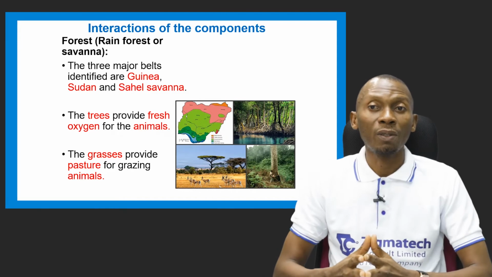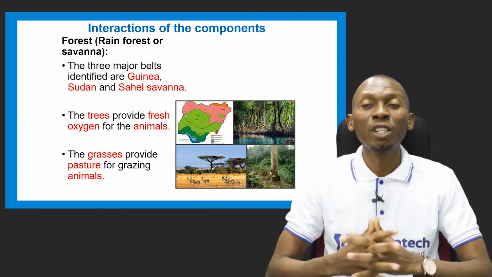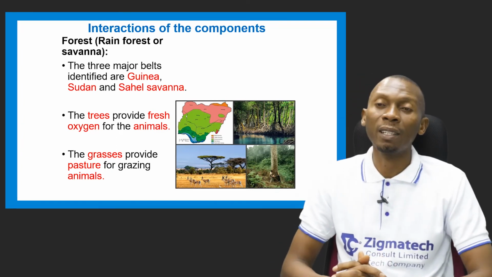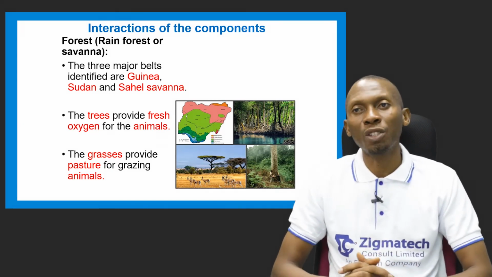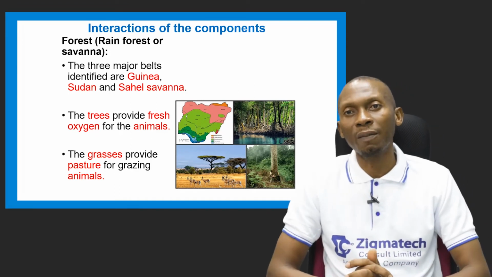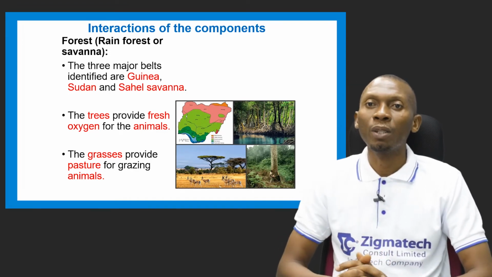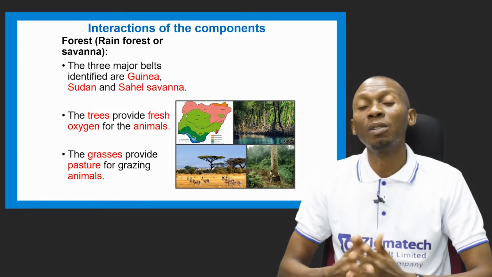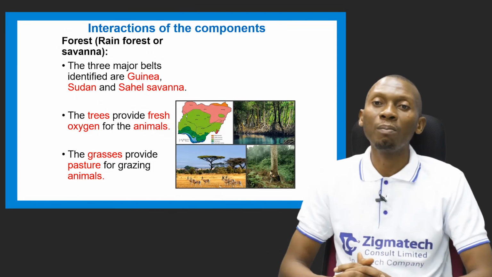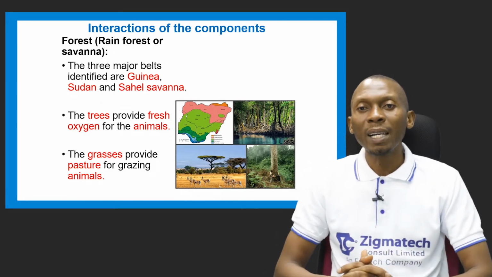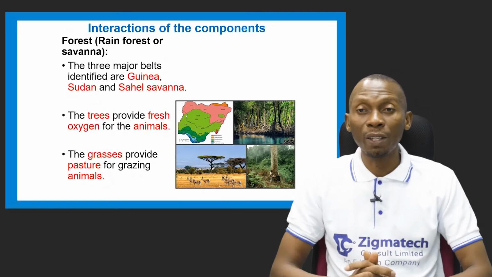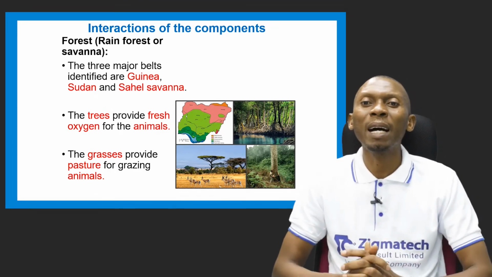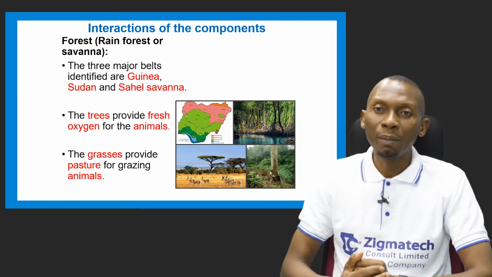savanna region has 3 major belts, which are called the Guinea savanna, the Sudan savanna, and the Sahel savanna. Now, what is the interaction in the rainforest or the savanna belt or region? Here we have the trees provide fresh oxygen, which the animals make use of, and the grasses in the savanna grassland help to provide pasture for the animals.